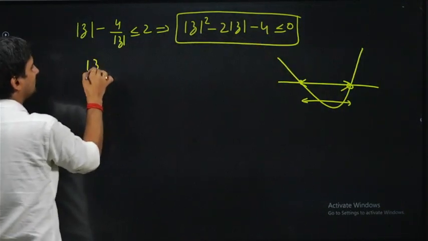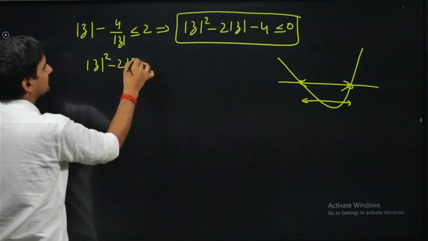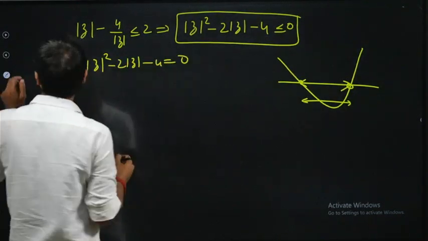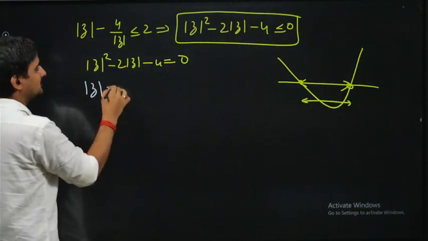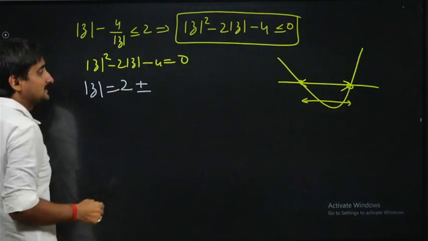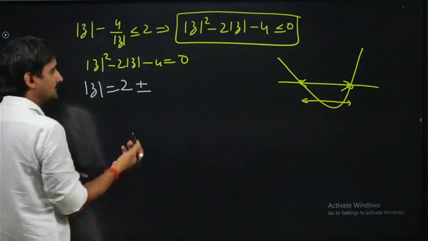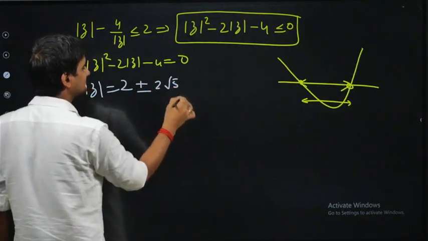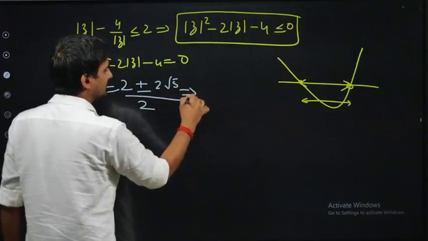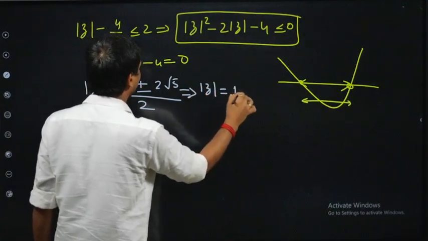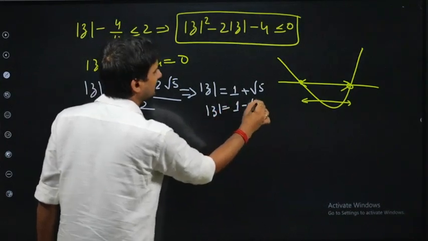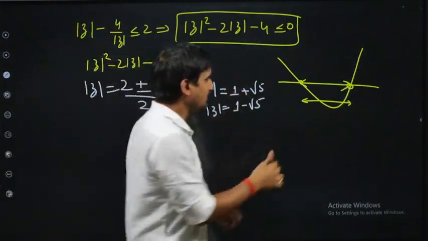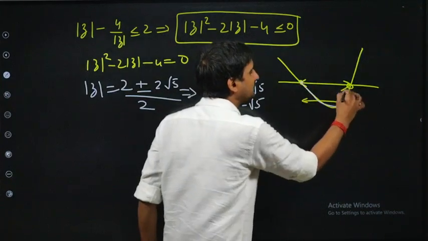So if I find the roots of mod z square minus 2 mod z minus 4 equal to 0, the roots using Sridharacharya formula: mod z is equal to minus b plus minus root of b square minus 4ac, so it is 2 plus minus 2 root 5 by 2. So this is mod z equal to 1 plus root 5 and mod z equal to 1 minus root 5. As I said, an open upward quadratic will be negative only between the roots.